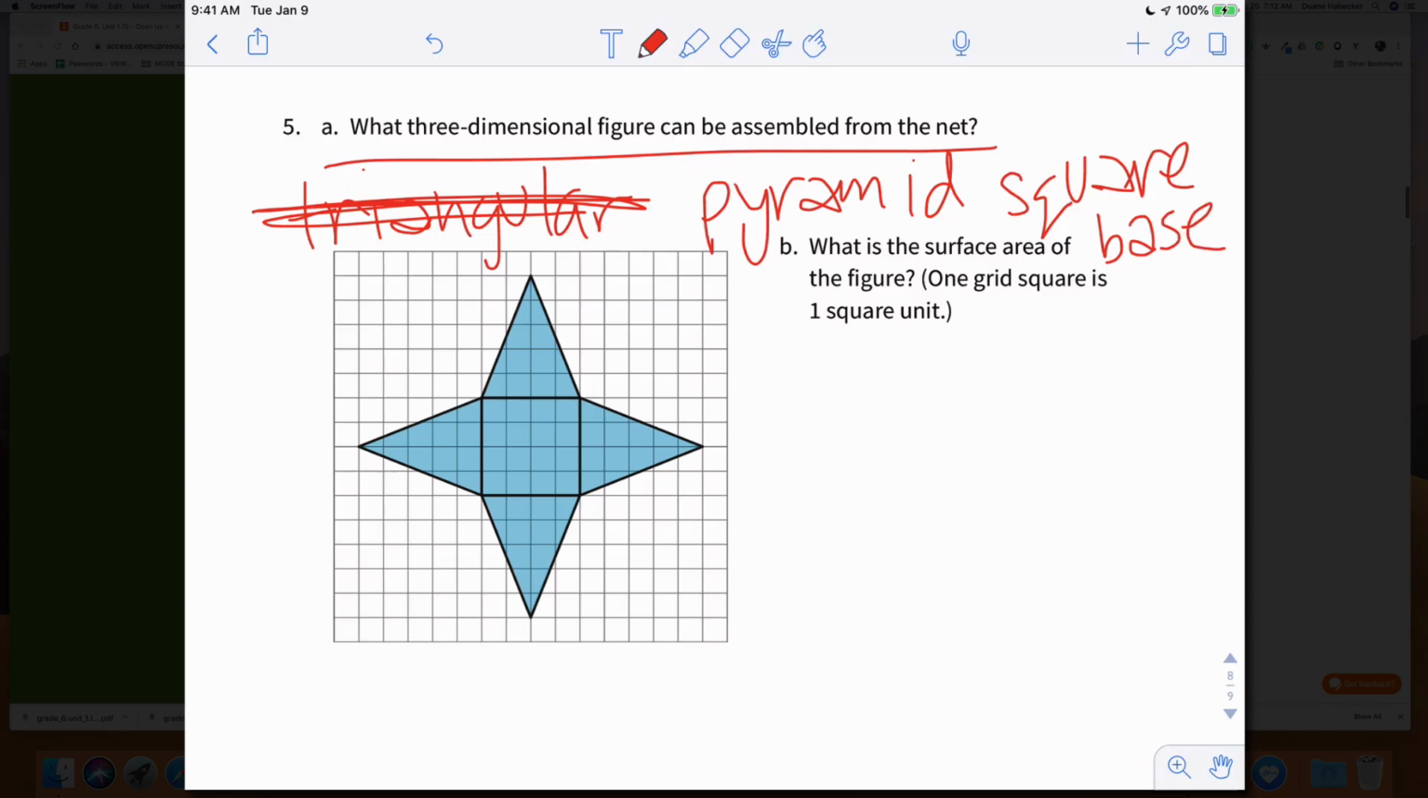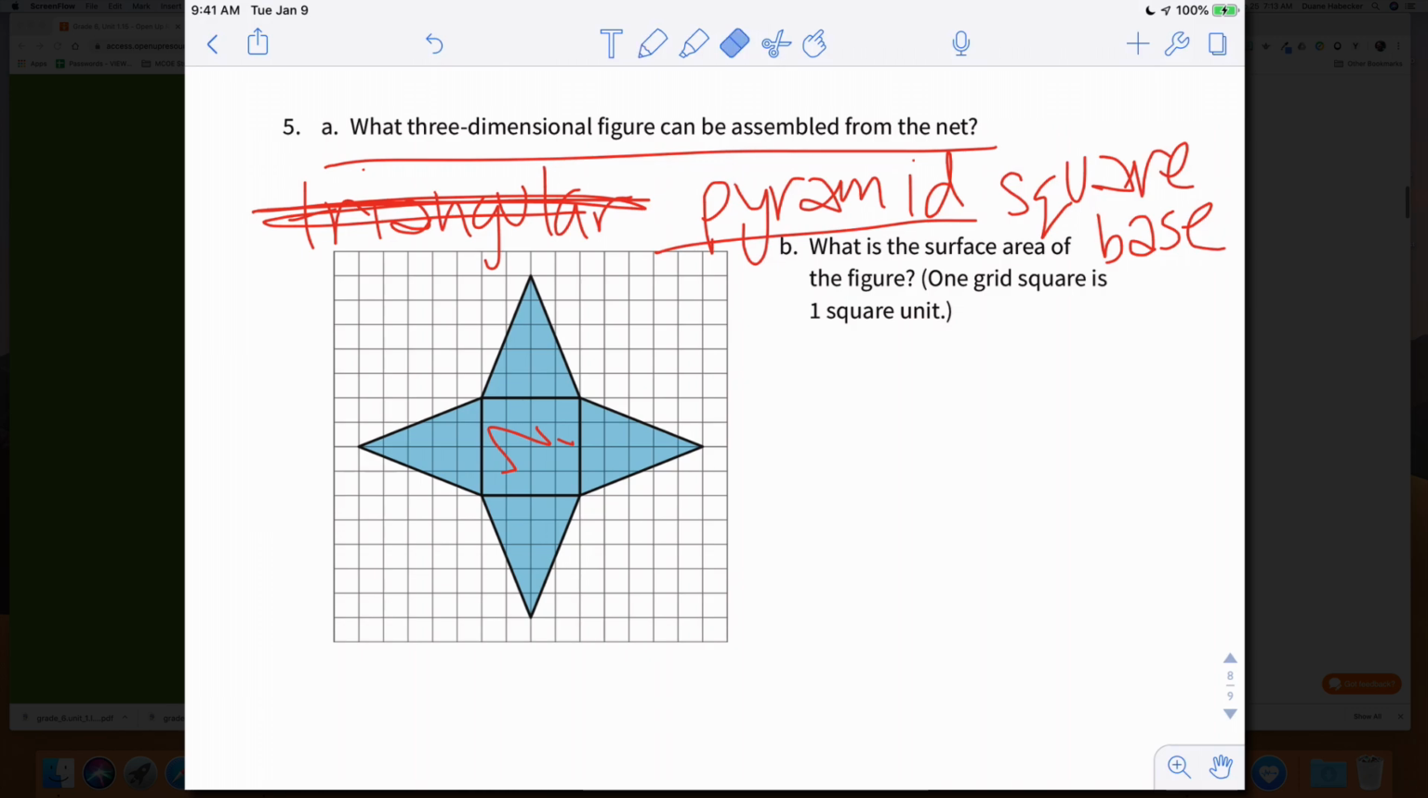You could call this a square pyramid, but definitely it's a pyramid, and I'm going to leave it up to the parents and the teachers how you kind of indicate whether that's got a base of a triangle, base of an octagon, but I tend to call it either a pyramid with a square base, or we could call it a square pyramid. And then our job is to find the surface area of this figure.